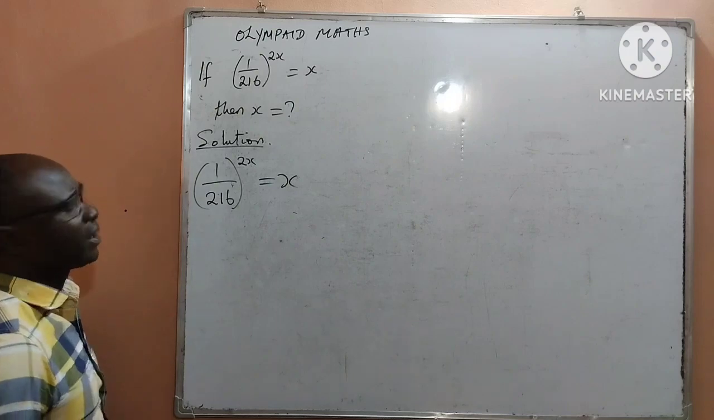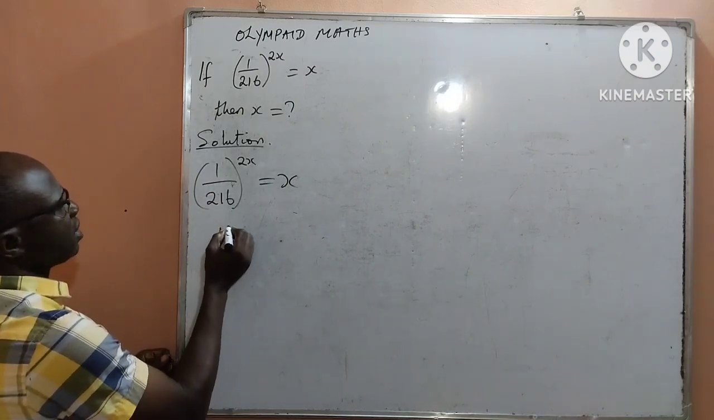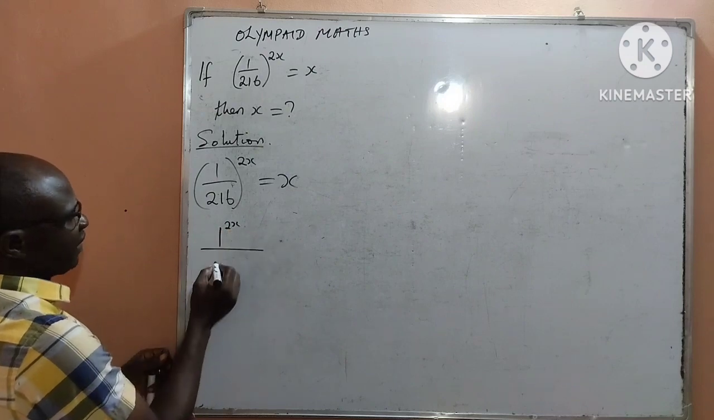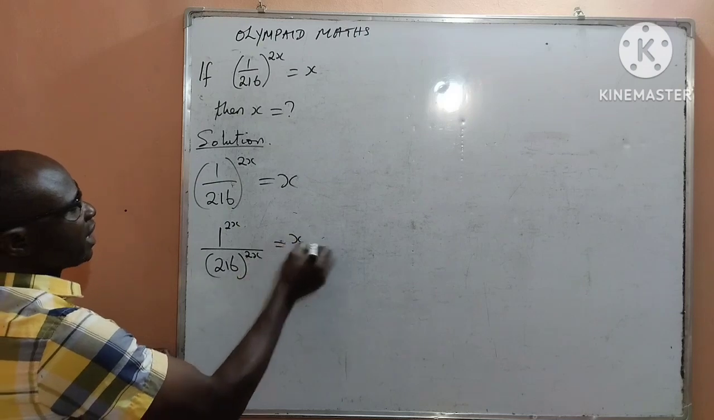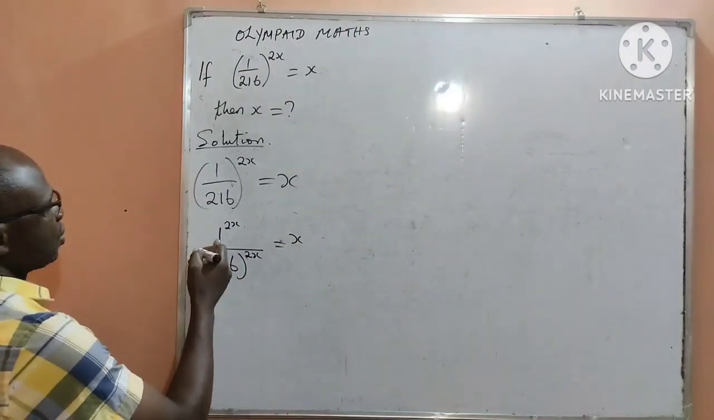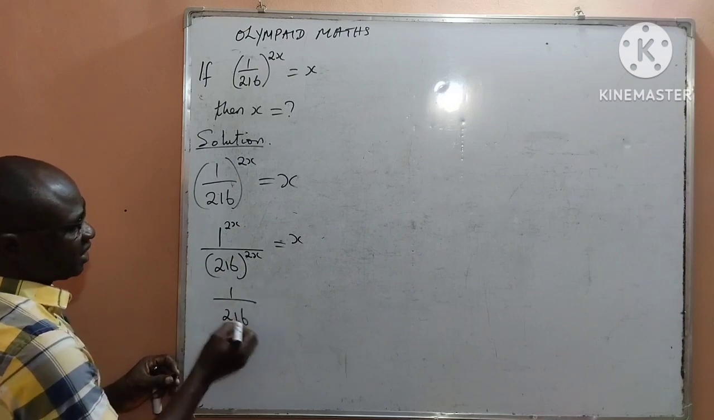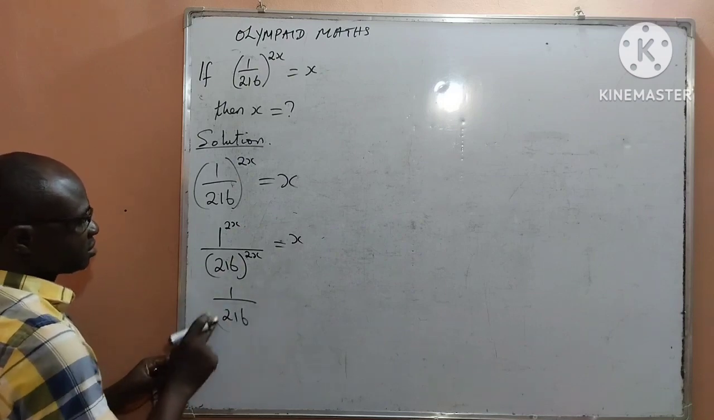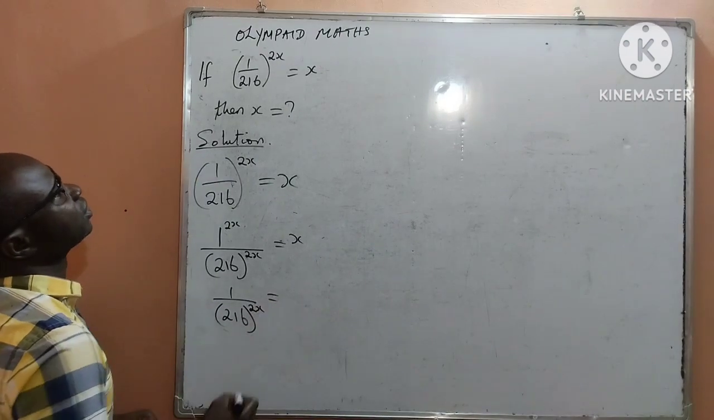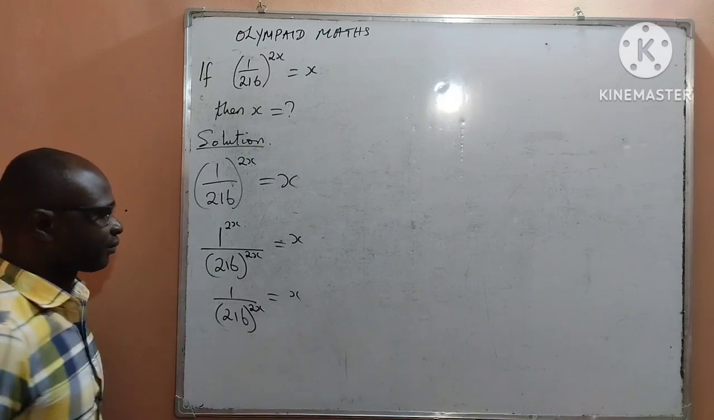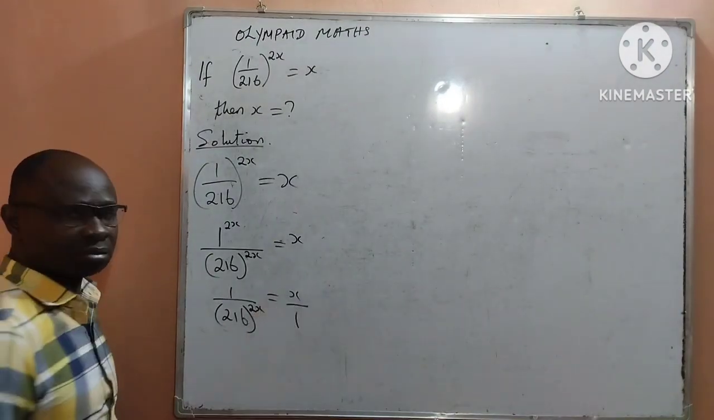Now, what I will do, this is presented as 1 raised to the power 2x all over 216 raised to the power 2x, equal to x. But 1 raised to the power 2x will give me 1, so it is (1/216) raised to the power 2x, equal to x.